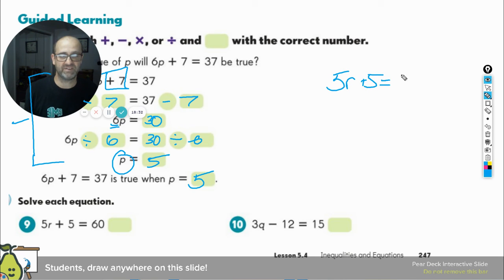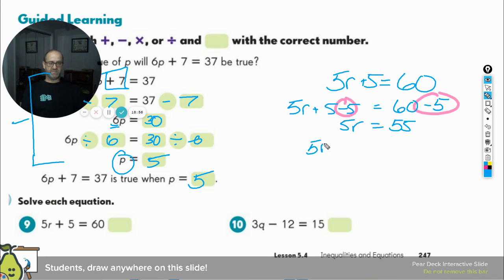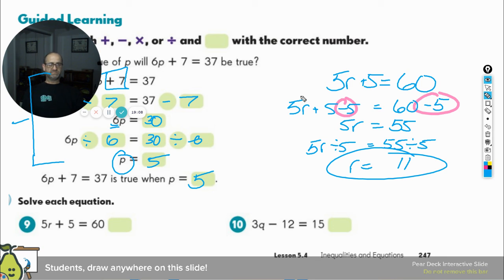5r plus 5 equals 60. I want to isolate this r, so I'm going to get rid of that 5. 5r plus 5 minus 5 equals 60 minus 5. If you do it here, you got to do it over here. 5r plus 5 minus 5 is 5r. 60 minus 5 is 55. Then we're going to get rid of this 5 by doing 5r divided by 5. 55 divided by 5 is 11, and r equals 11. 5 times 11 is 55, plus 5 is 60.